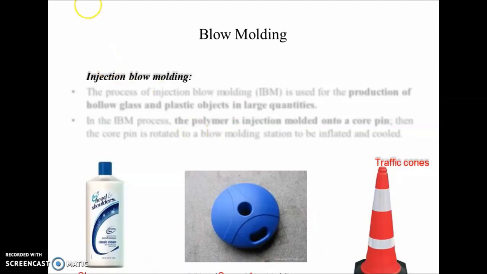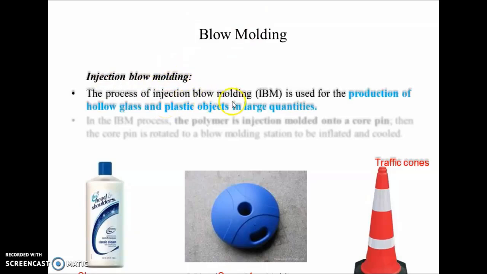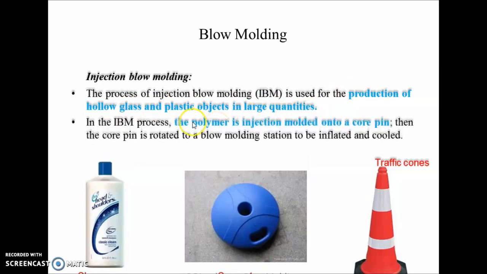Next we are going to discuss the second type of blow molding process, that is the injection blow molding process. The injection blow molding process is used for the production of glass and plastic objects in larger quantities. In this case, the polymer is first injected onto the core pin and then the core pin is rotated to the blow molding station to get inflated and cooled. Already we discussed injection molding in a different topic.